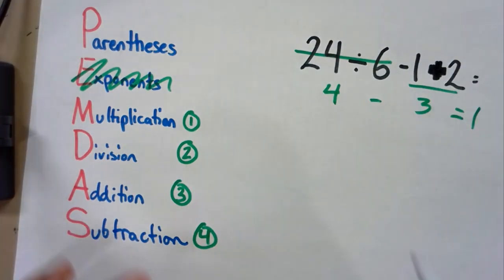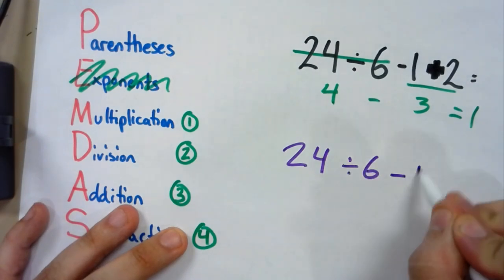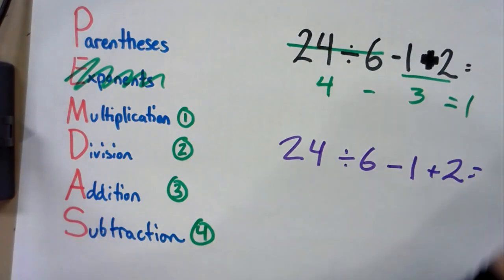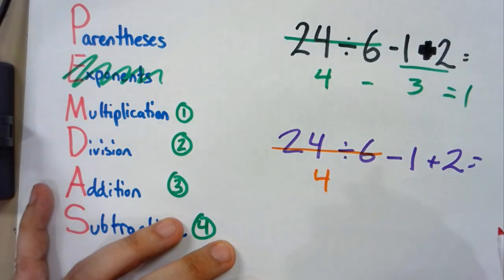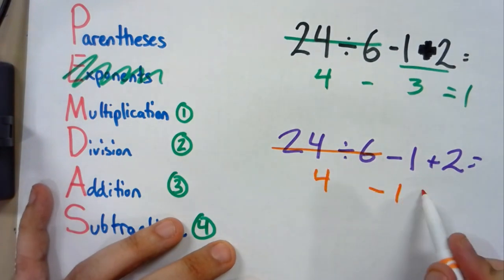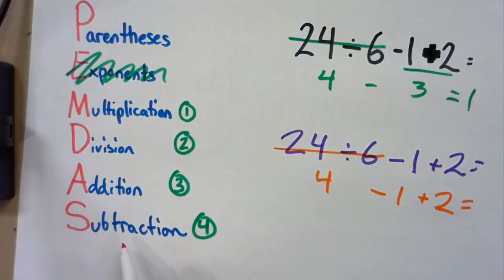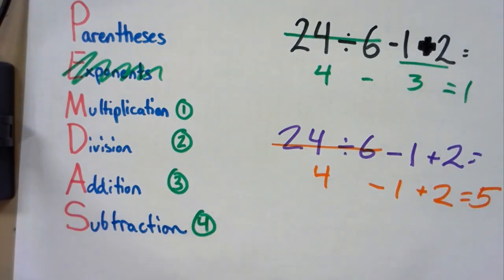Rather, if I rewrite this quickly, 24 divided by 6 minus 1 plus 2, I am correct about starting out with 24 divided by 6. That's 4. But now I just go in order, left to right. There's no reason why I would ever do addition before subtraction. We always go left to right. So 4 minus 1 equals 3, plus 2 equals 5.